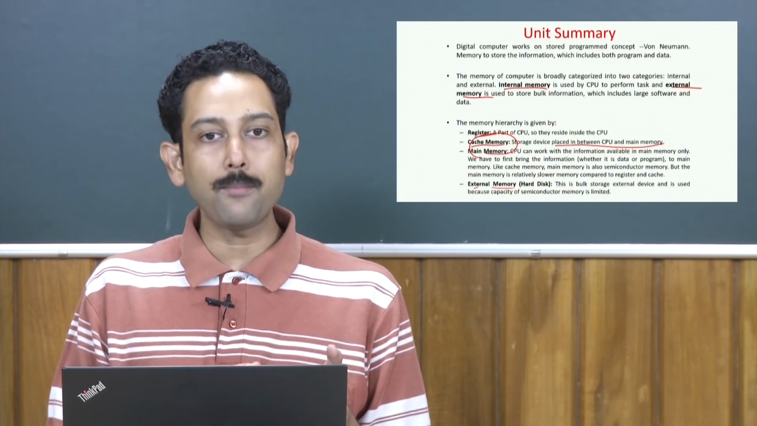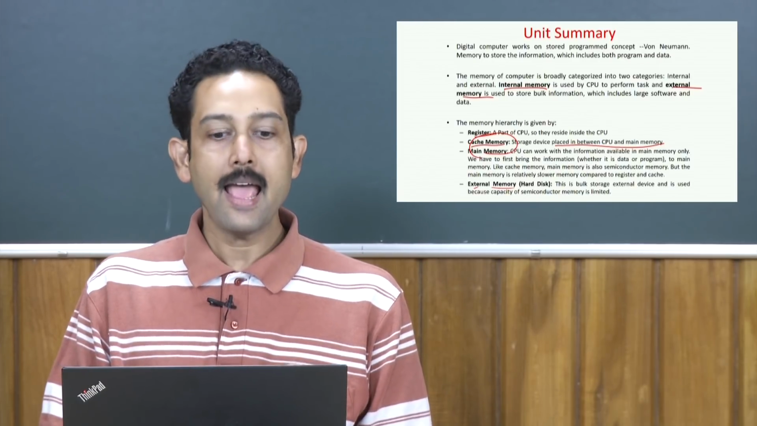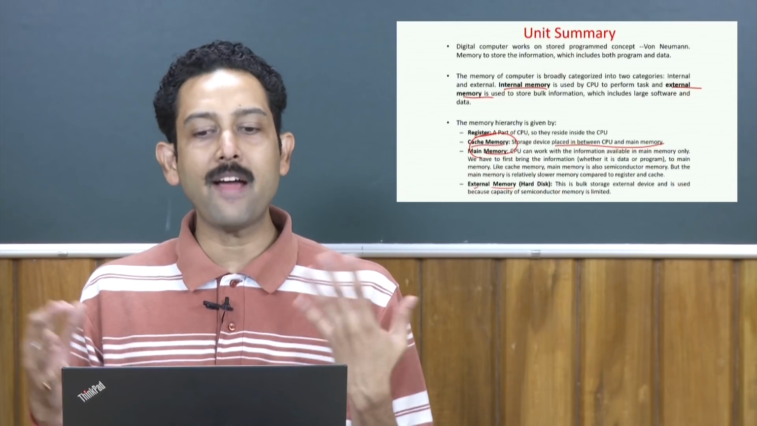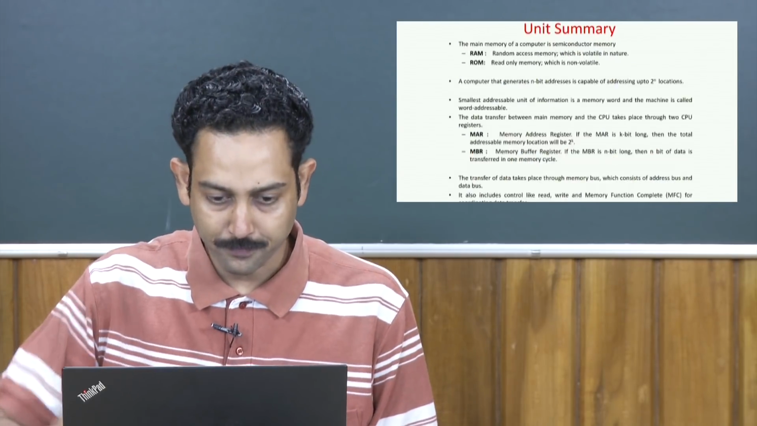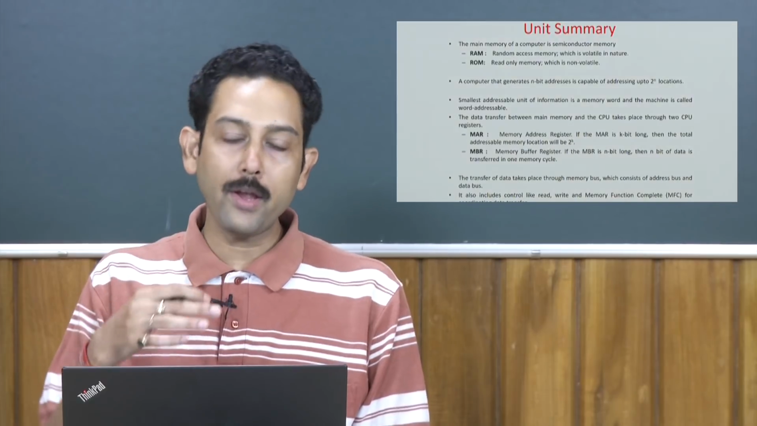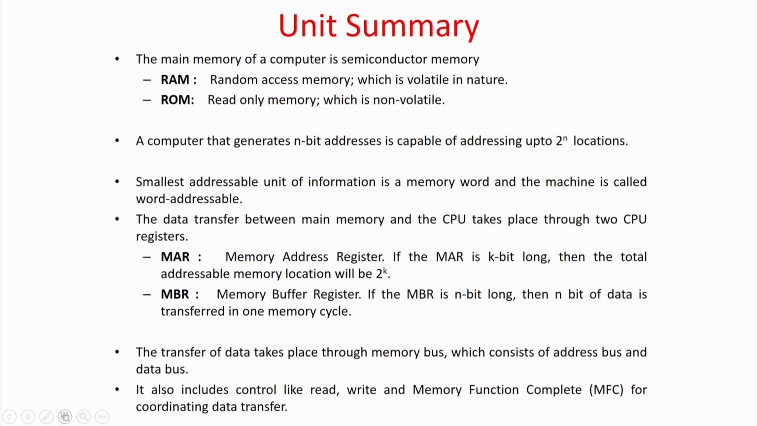So for us, the most important things to understand here are a register and a main memory. Others are, in fact, transparent for understanding this module. Now let us go into what comes next in the unit summary, which is more important to us, basically the main memory.